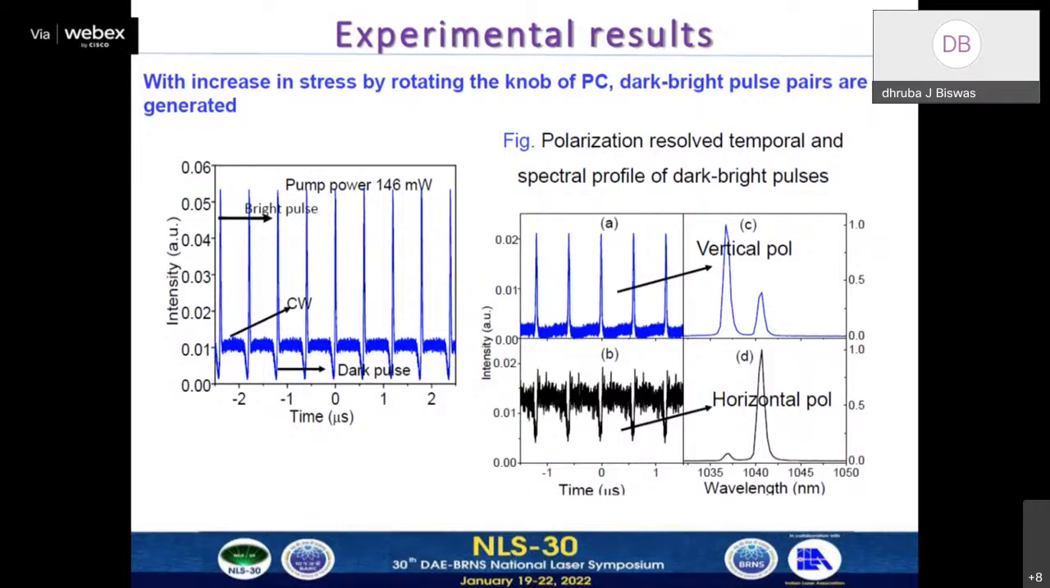These dark-bright pulses have vector nature, so their spectral profiles are also different. So we have produced these dark-bright pulses in an MMI based mode-locked fiber laser setup. Thank you.